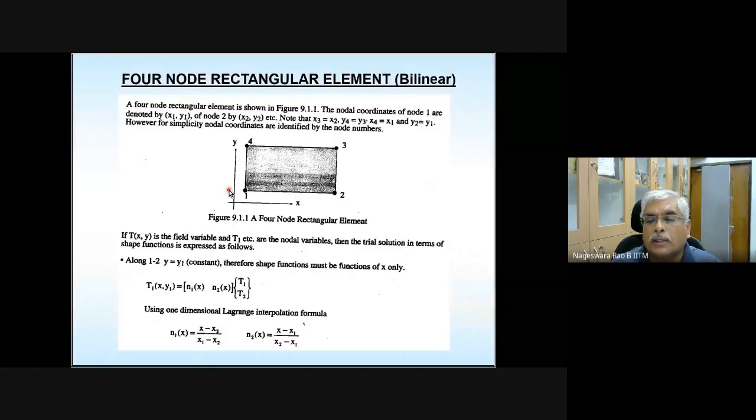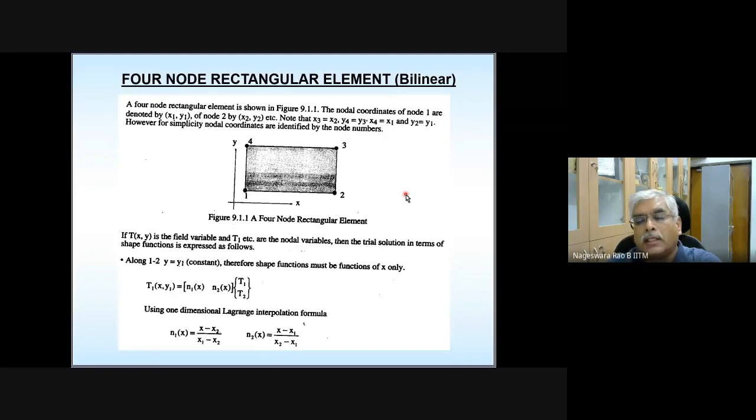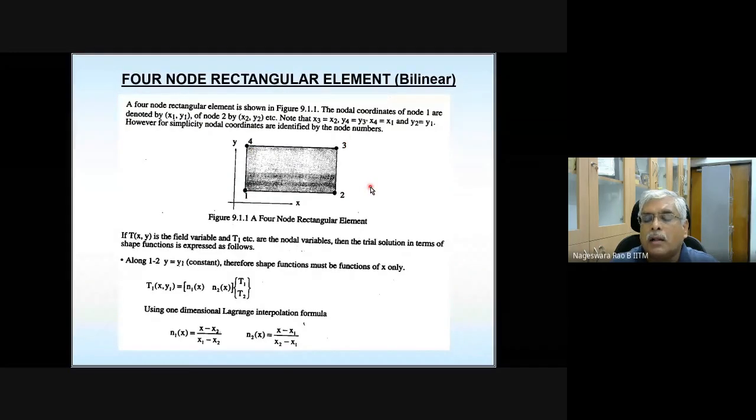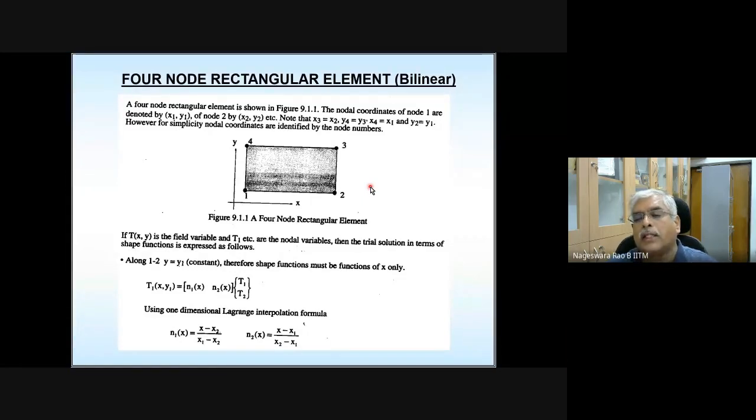And how to derive the shape function for a 2-dimensional element? You need to write the Lagrange interpolation formula for each of the directions separately and take the Cartesian product of that. That is how you get the shape function expressions for n1, n2, n3, n4. And also, once you get the expressions, you need to also remember how the nodes are numbered. So these expressions are not absolute expressions. It depends on the node numbering. That also I explained to you in yesterday's class.